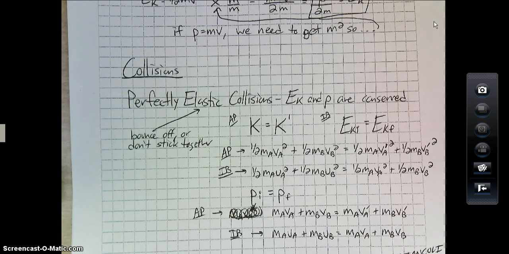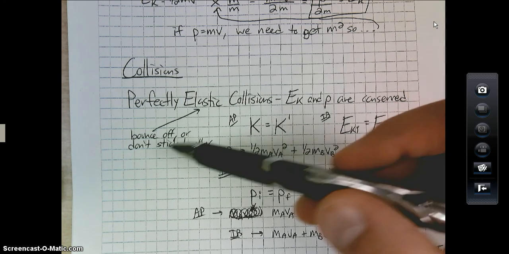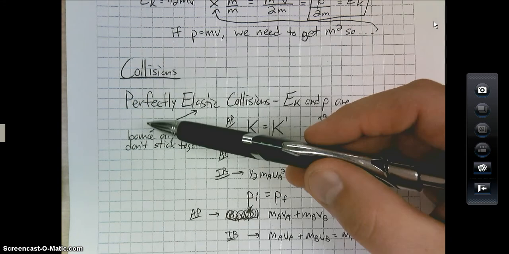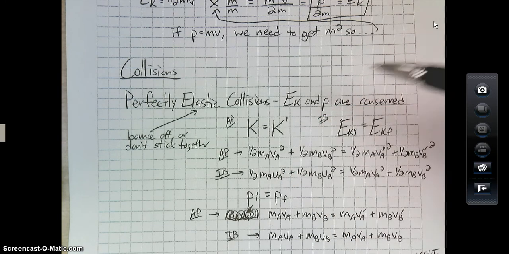A perfectly elastic collision is fairly rare, but in our ultimately ideal universe that most of this physics course is designed for, this is what we're going to use. Okay, so I've also said perfectly elastic. What does elastic mean? Elastic means that they either bounce off or simply that they do not stick together. They do not become one mass.